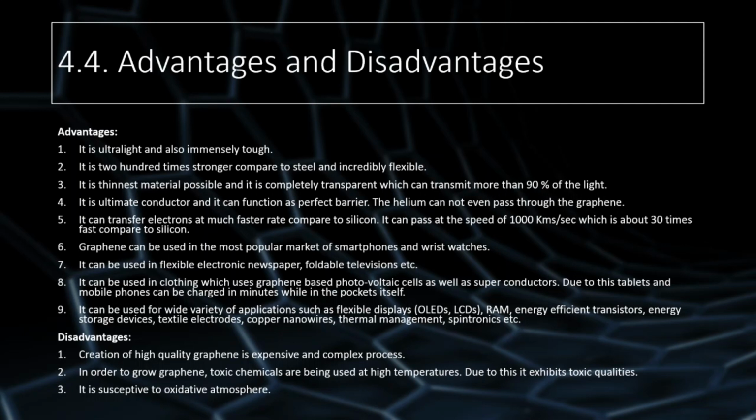Graphene can be used in the most popular market of smartphones and wristwatches. It can be used in flexible electronic newspapers and foldable televisions. It can be used in clothing which uses graphene-based photovoltaic cells, as well as superconductors. Due to this, tablets and mobile phones can be charged in minutes while in the pockets itself.